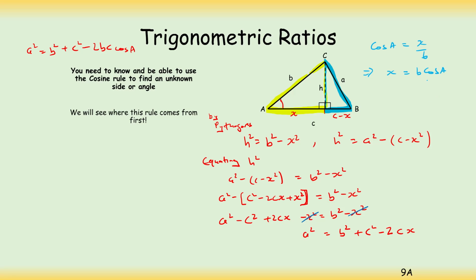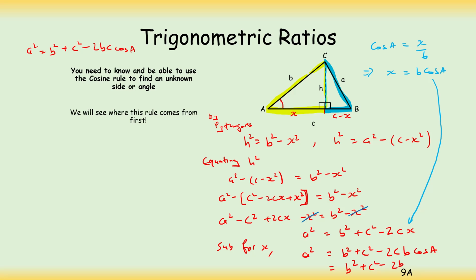So I can sub for x in here. Let's go back to red. Sub for x, and that means that a squared is equal to b squared plus c squared minus 2cb cos A. And I just need to change those around. So that's going to be equal to b squared plus c squared minus 2bc cos A, which is the cosine rule.